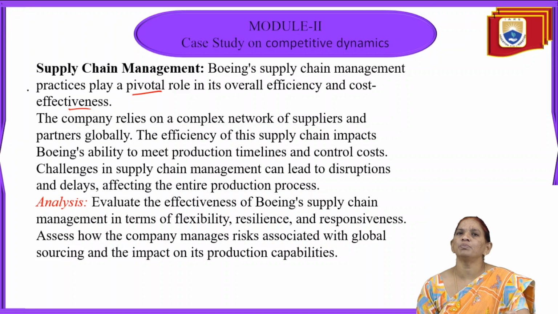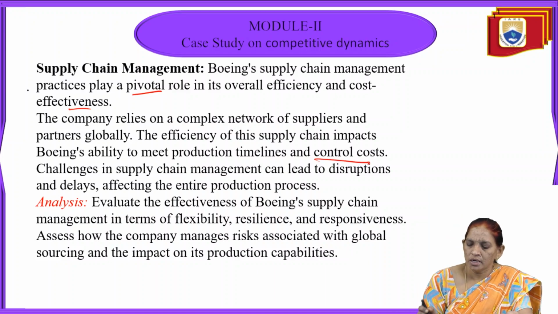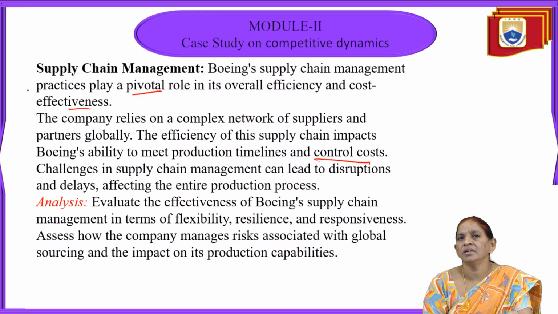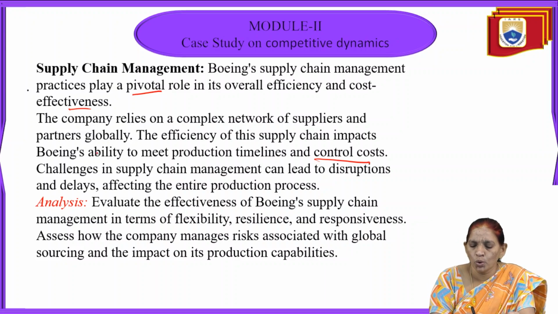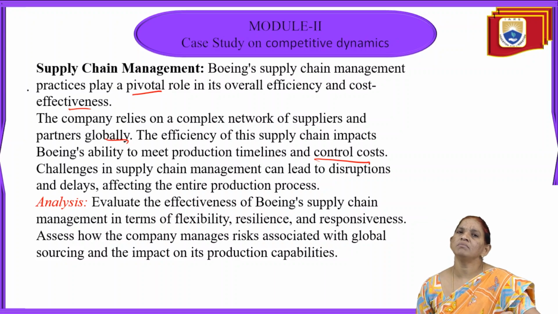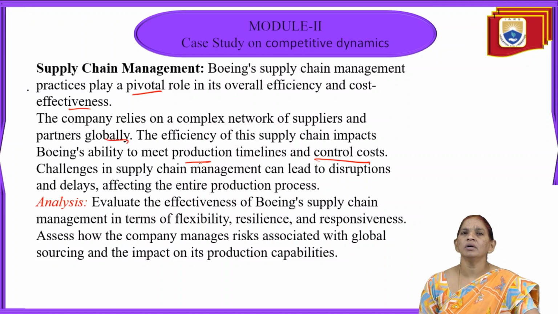And the company relies upon a complex network of suppliers who are global partners, and the efficiency of this supply chain impacts Boeing's ability to meet production timelines and also to control costs. Means Boeing's network supplies raw materials or parts globally. So the efficiency of supply chain management impacts the ability to meet production and also to control the cost.